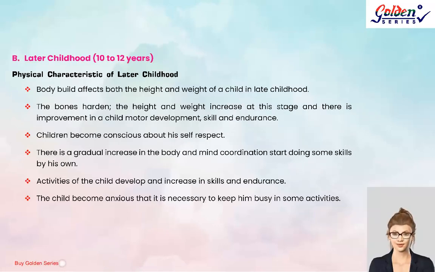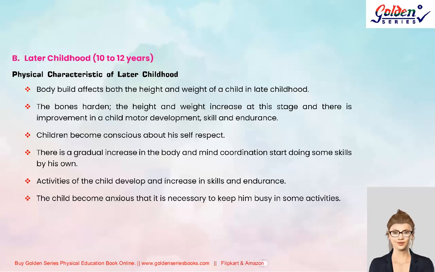B. Later childhood, 10 to 12 years. Physical characteristics of later childhood. Body build affects both the height and weight of a child in late childhood. The bones harden, the height and weight increase at this stage, and there is improvement in a child's motor development, skill and endurance.